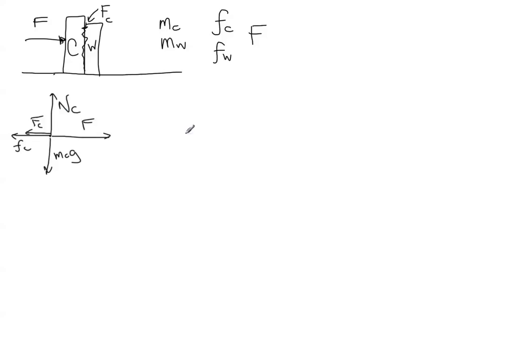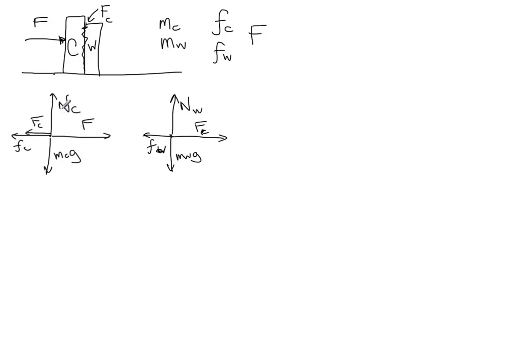Then for the Wheaties, I have mass of the Wheaties times gravity, normal force on the Wheaties. Forwards, I have the contact force. That's the only thing pushing the Wheaties forward. And then backwards, frictional force on the, oops, this is supposed to be Wheaties. And this is supposed to be, oh, that's the contact force. But that's frictional force on the Wheaties.